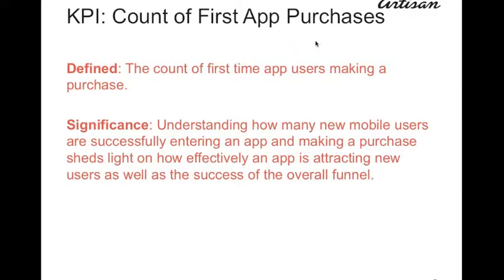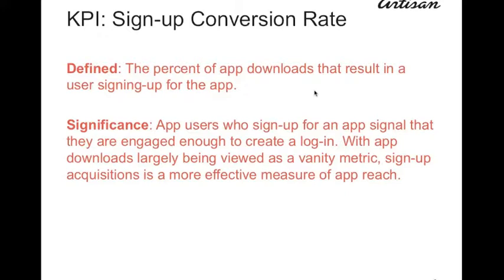Corey? Great. Thanks, Dave, and thanks for the intro. So the first KPI that we'll talk through is the count of first app purchases. This is defined as the number of first-time app users making a purchase. The count of first app purchases is a reflection of the ease of navigation and the clear product descriptions and images.